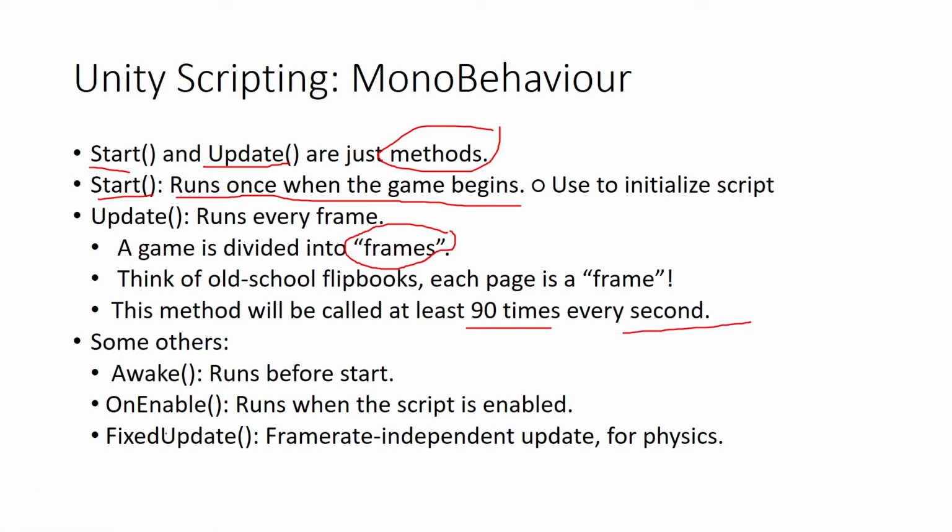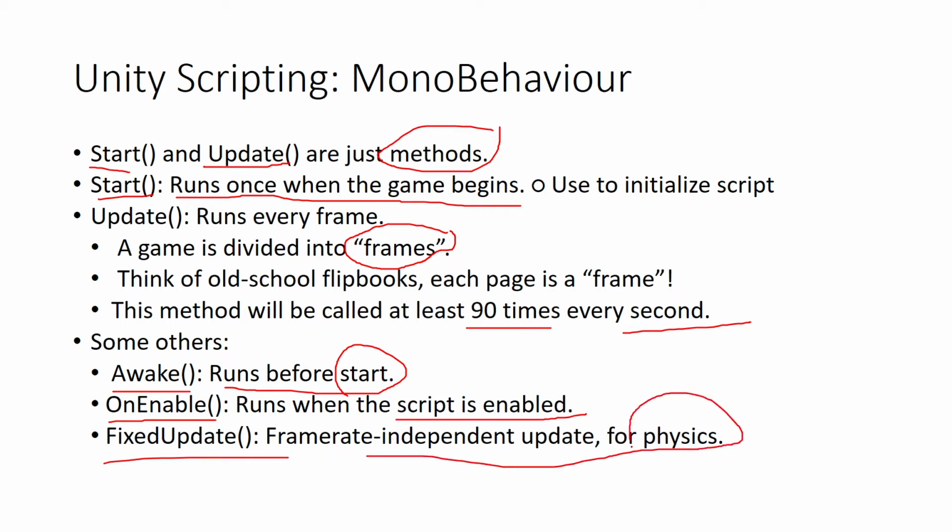The others are Awake, which runs before Start. OnEnable runs when the script is enabled, and FixedUpdate is a frame rate independent update for physics.